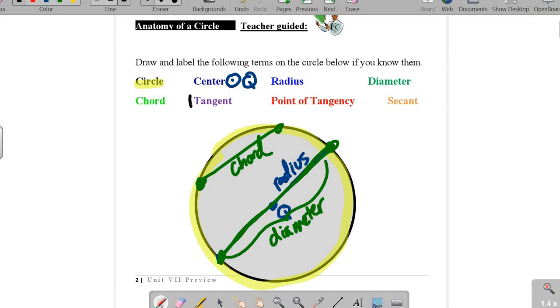This tangent has nothing to do with SOHCAHTOA tangent, sine, cosine, tangent. This tangent means to touch. If I have a segment or a line that touches a circle at one point exactly, that is a tangent. Point of tangency would be the point where the line touches the circle.